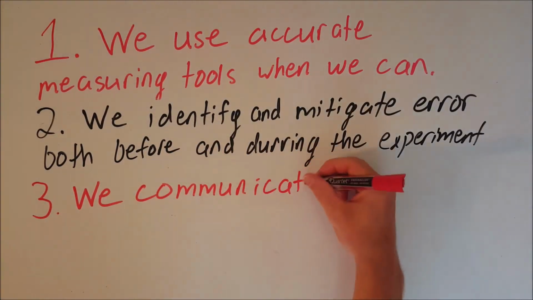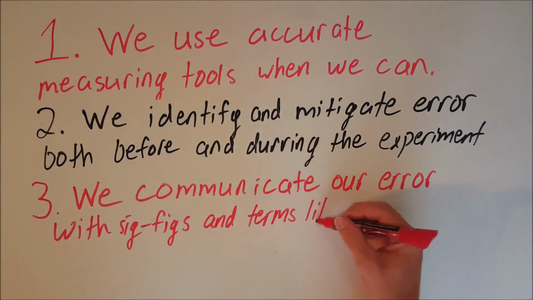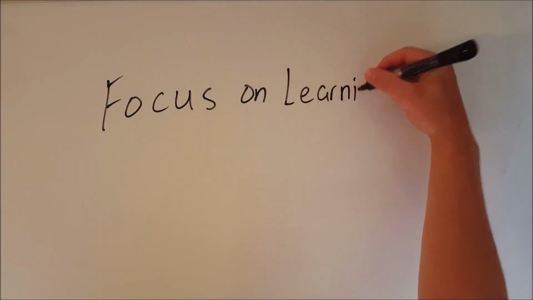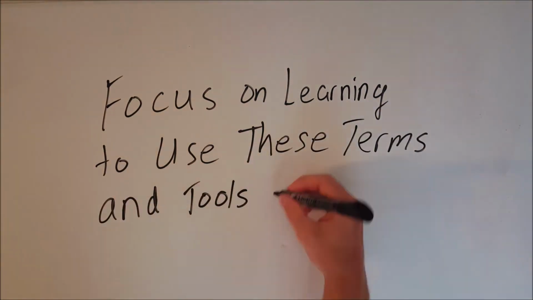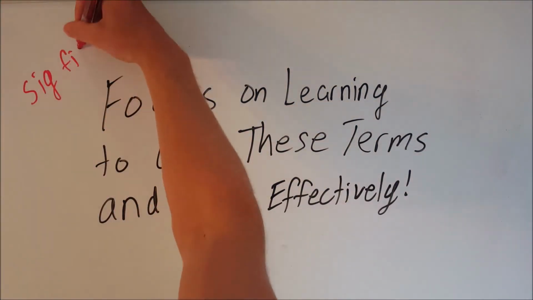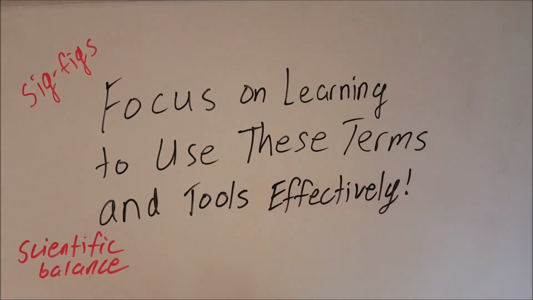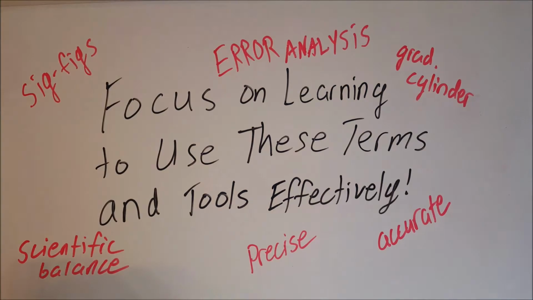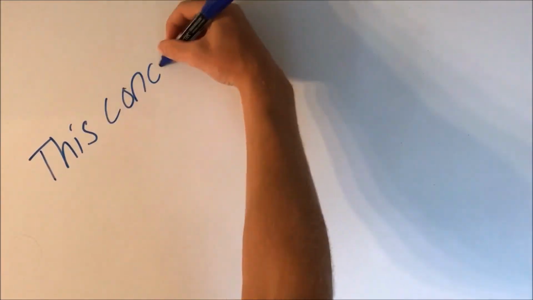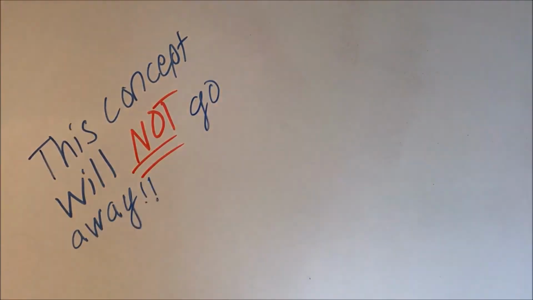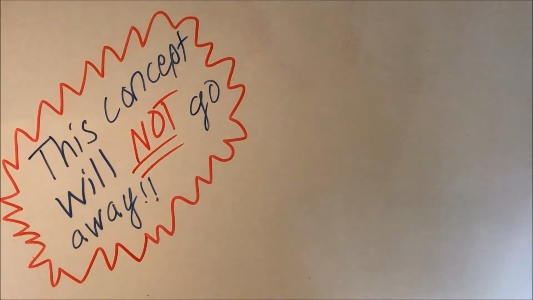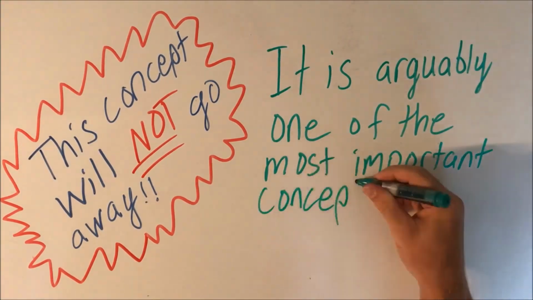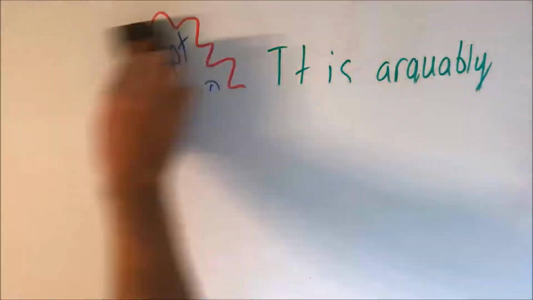Third, and most importantly, we remember that in science, we are not alone. We use proper sig figs and proper terminology to communicate our error to others so that they might help us resolve it in their own experiments. In short, this is the furthest thing from free points day. Sorry. This concept of discrepancy will not go away. In fact, it is arguably one of the most important concepts we will discuss all year in lab.